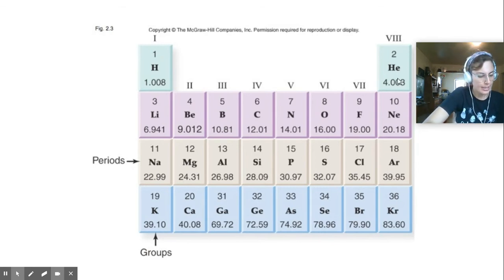These guys behave in very similar ways. Because their outermost energy level is completely full, they don't really need to react with other elements to be stable. They're happy all by themselves. They're not trying to have reactions in the same way that, if we see oxygen, oxygen would have two in its inner shell and then six in its outermost shell. It's just two away from that full octet. So it really, really wants to be happy and have a full outer shell.